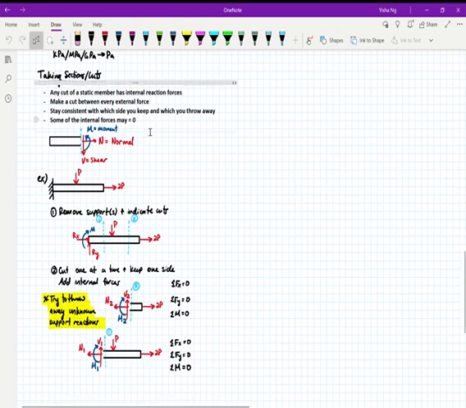Remember that some internal forces might equal 0. So here you've got a cut. You always have a normal away from the cut. You have a shear, which is parallel to the cut, and then you have a moment.